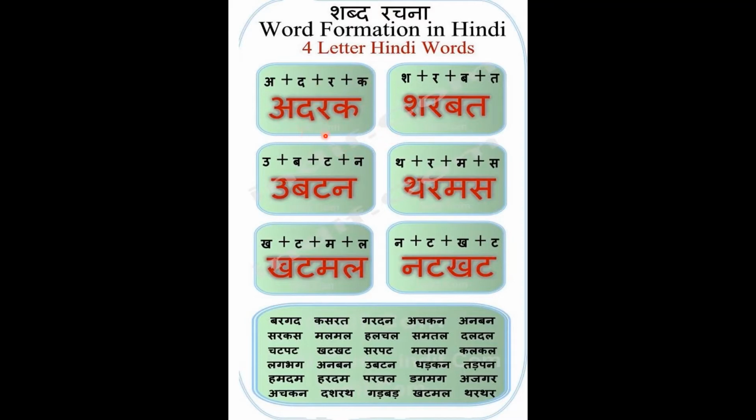How do you have to read? Ad, rak. You have to split into two. Ad, rak. Shar, bat. Tan, ubtan. Tar, mas. Cut, mal. Nut, cut.